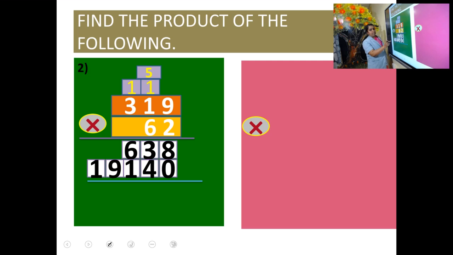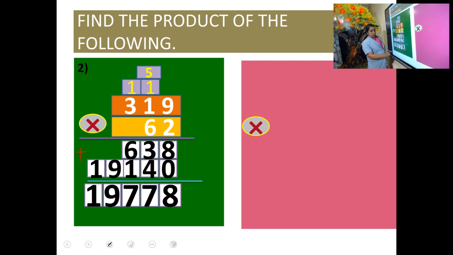So is this the answer? No. What do you have to do? You have to add these two steps. Yes. 8 plus 0 is 8. 3 plus 4 is 7. 6 plus 1 is 7. Bring down the 9. Bring down the 1. So what is the answer?